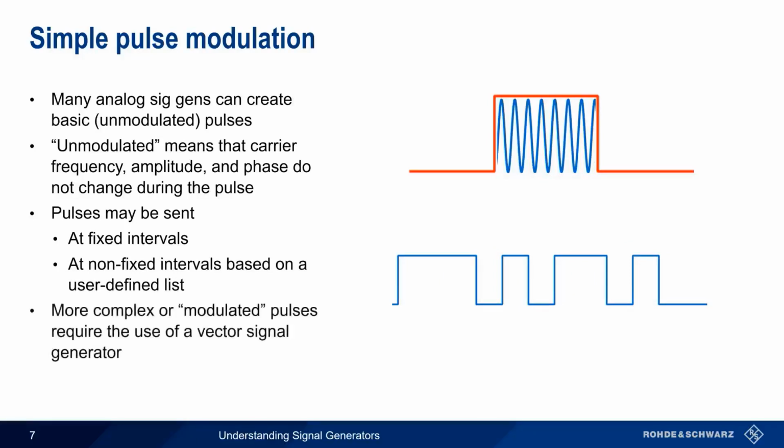If we want more complex or modulated pulses, such as a chirped or a polyphase pulse, then we usually need to use a vector signal generator.